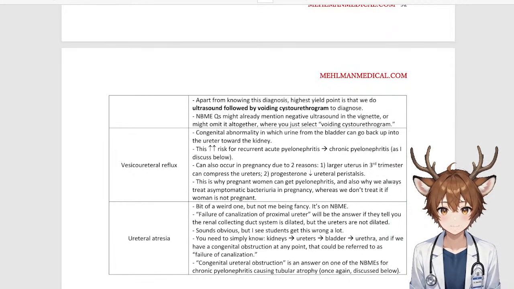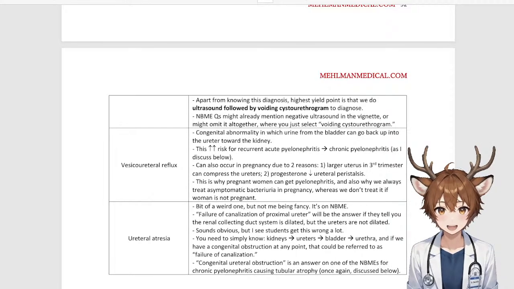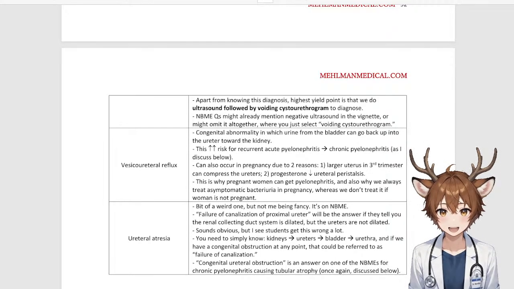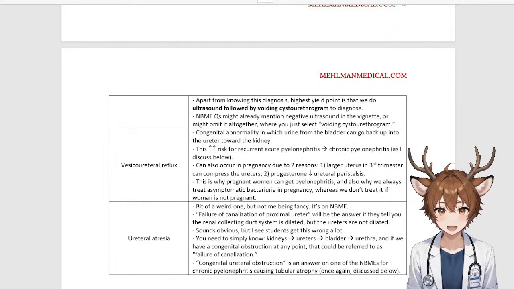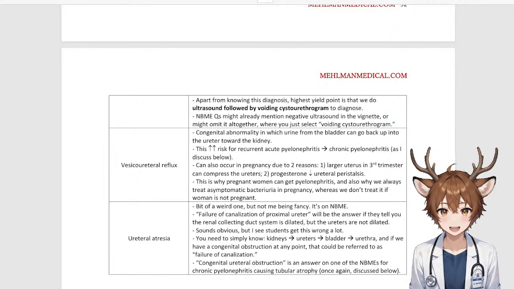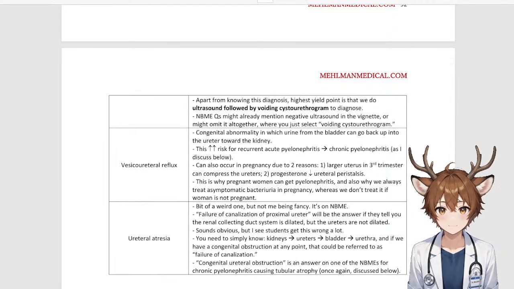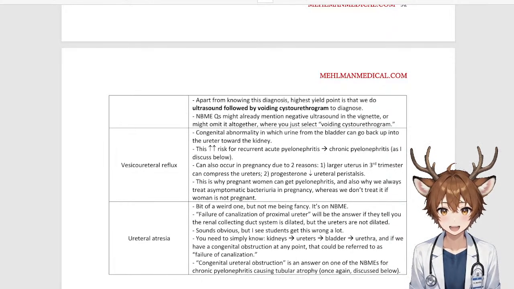Ureteral atresia. A bit of a weird one, but not me being fancy, it's on NBME. Failure of the canalization of the proximal ureter will be the answer if they tell you the renal collecting duct system is dilated, but the ureters are not dilated. Sounds obvious, but I see students get this wrong a lot.